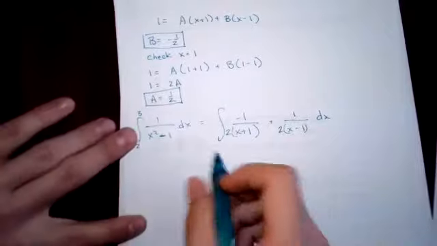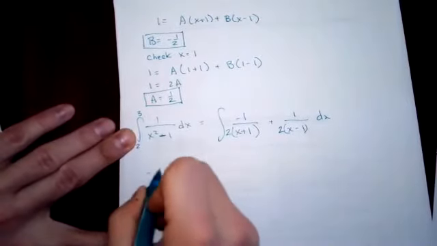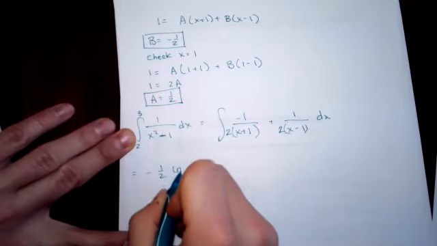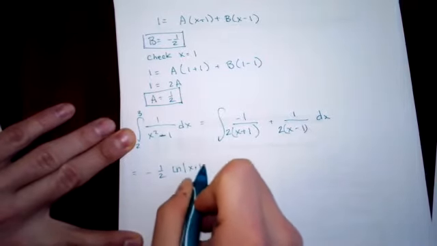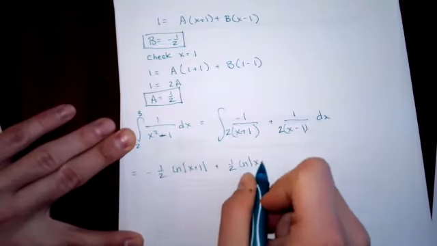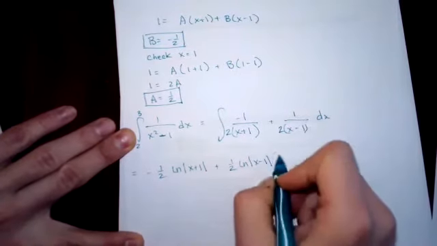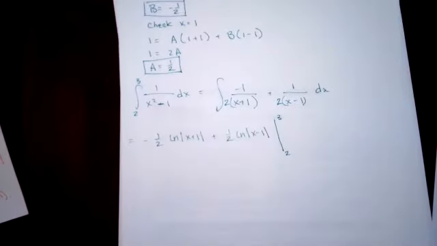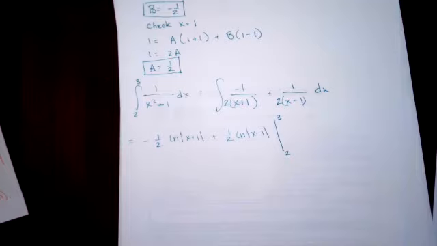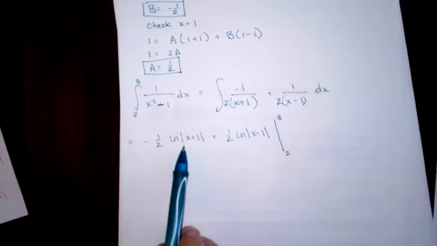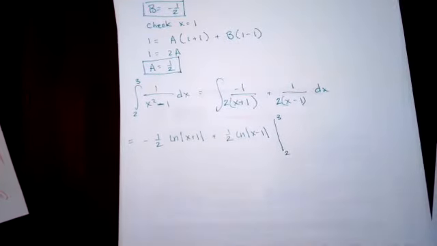And then our last step is just to integrate. So we will have -1/2 natural log of absolute value of x plus 1, plus 1/2 natural log of absolute value of x minus 1. And then we want to evaluate from 2 to 3. So hopefully everyone's still with me there. Any questions? Nothing too complicated on those antiderivatives, hopefully. And then we evaluate. So what do we got?